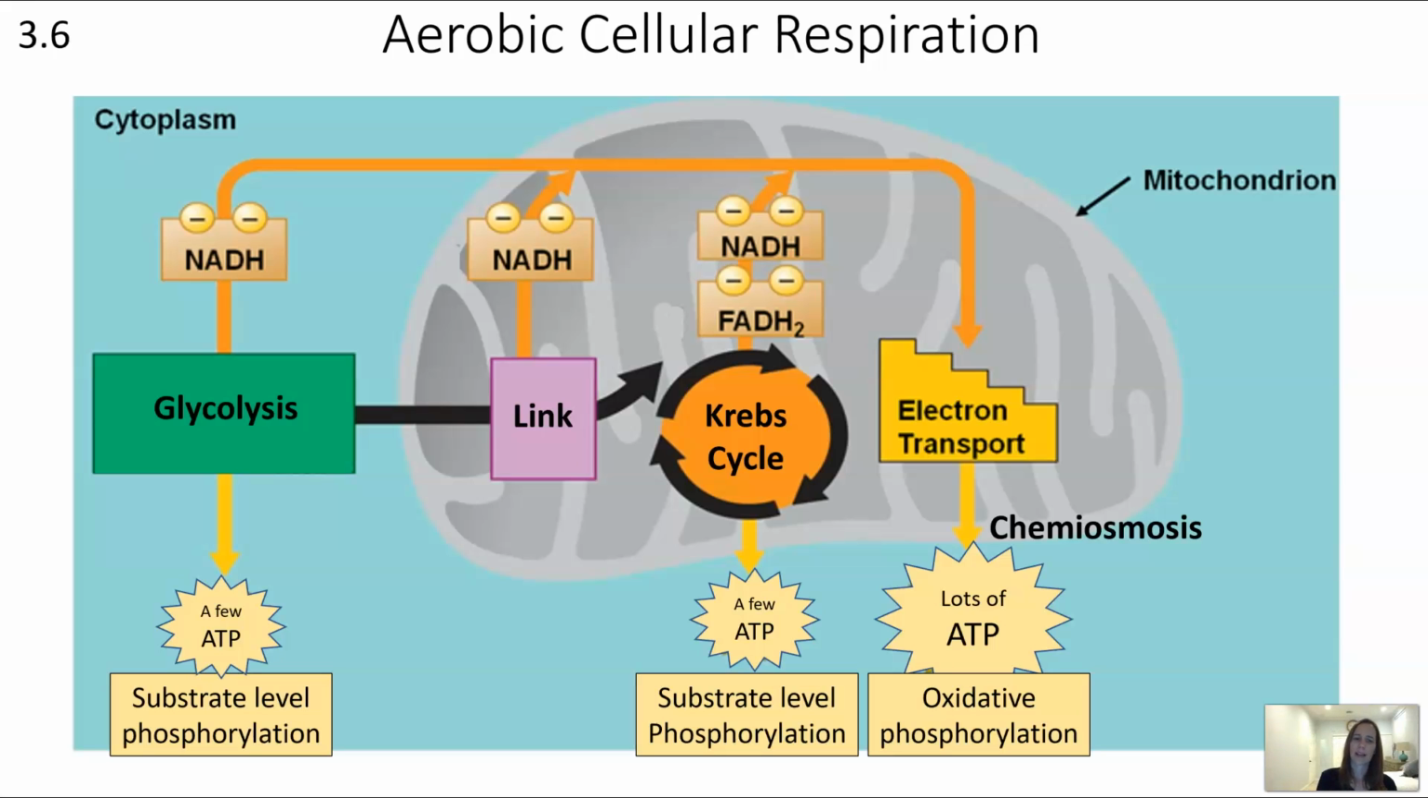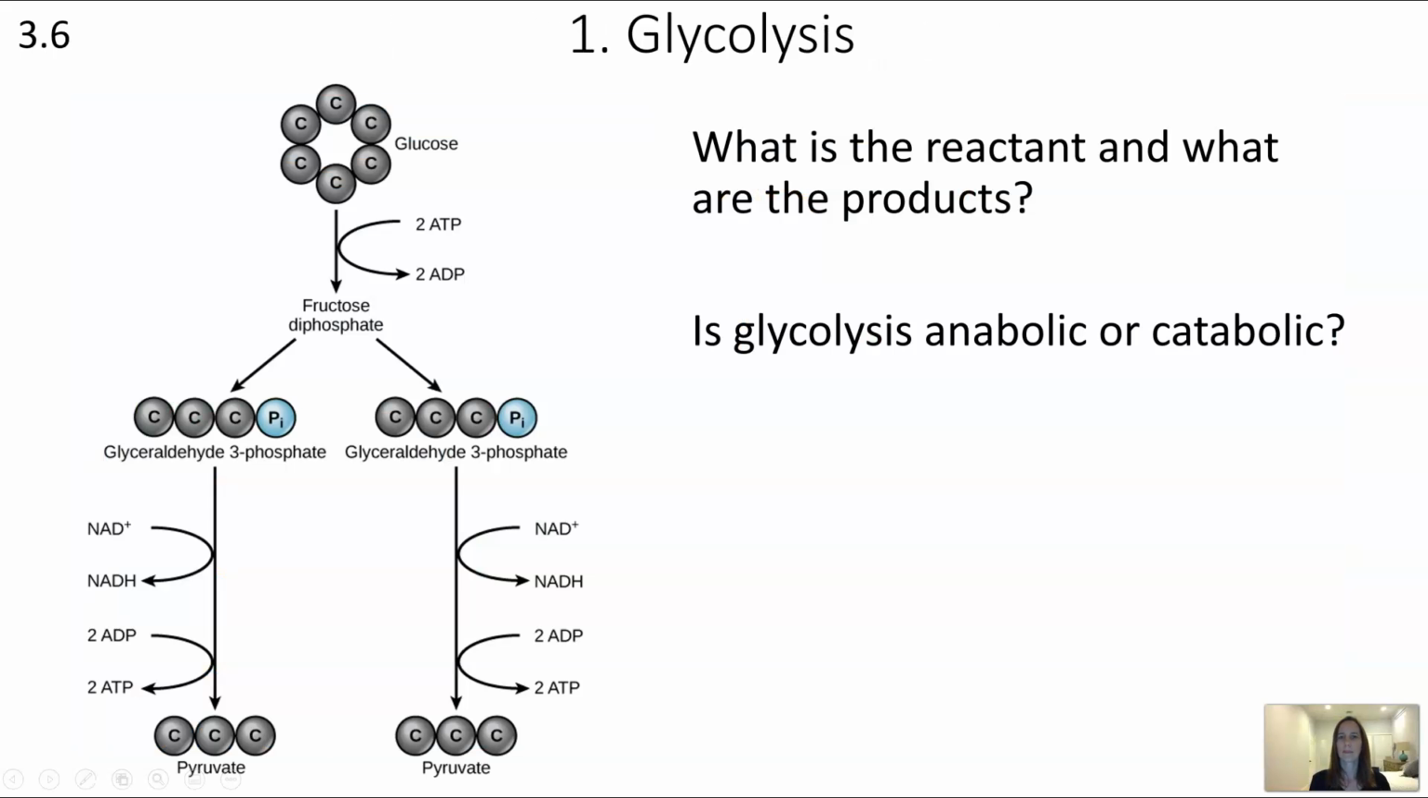The glycolysis step and the Krebs cycle step both produce a bit of ATP, but we get most of our ATP in chemiosmosis. We will go through each of these processes in detail, starting with glycolysis. So on the left you see a diagram of glycolysis.